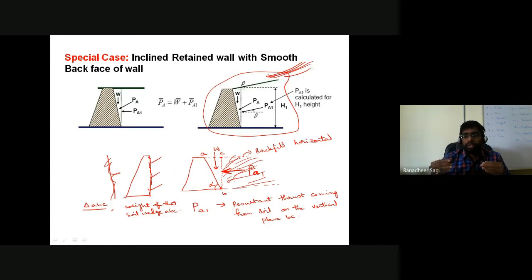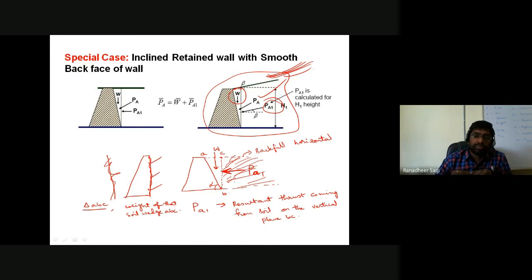Okay, so you know your PA1 force, where PA1 is indicated at an angle of inclination beta with the horizontal. W is the weight of that particular soil wedge which I am looking at, corresponding to the triangle portion ABC, and the resultant of this W force and the PA1 force is what is indicated as your resultant active thrust, ultimately indicated on the inclined surface of the retaining wall. Okay, so that's how you go on to calculate.